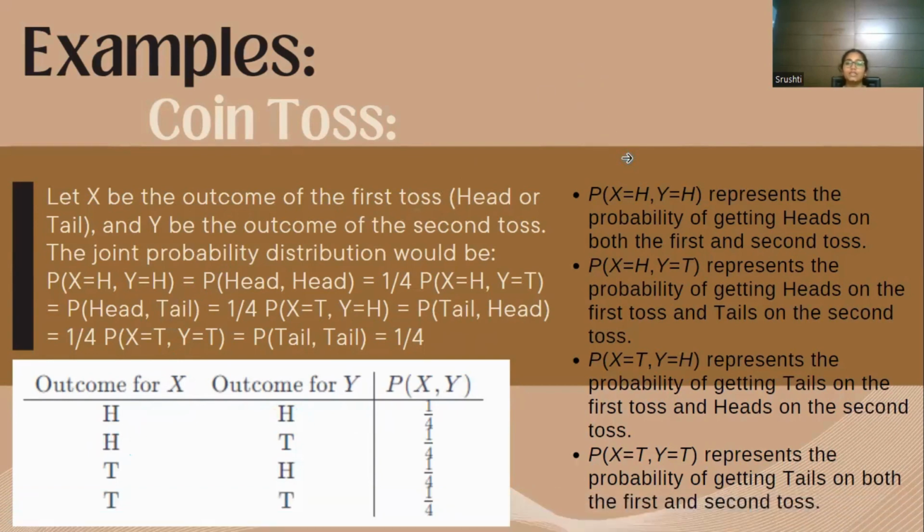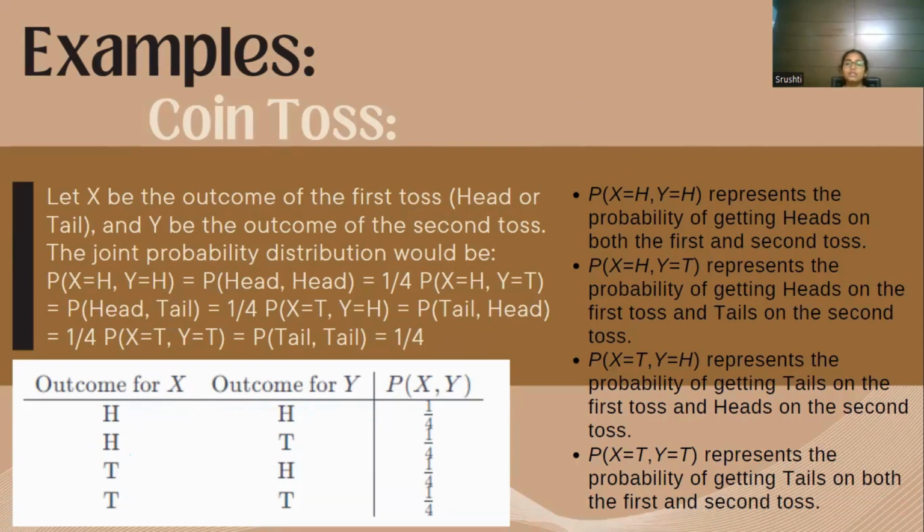Here P of x equals h, y equals h represents the probability of getting heads on both the first and the second toss. The next one, P of x equals h and y equals t, represents the probability of getting heads on the first toss and tails on the second toss.